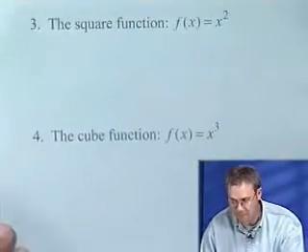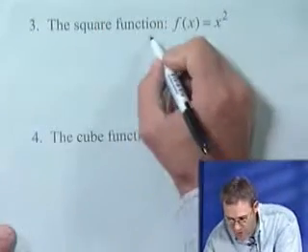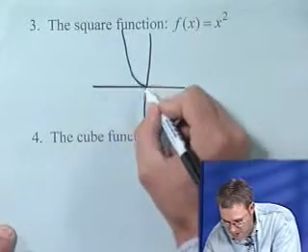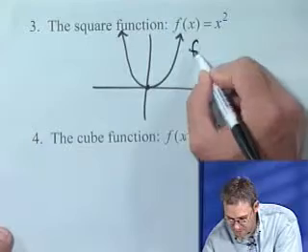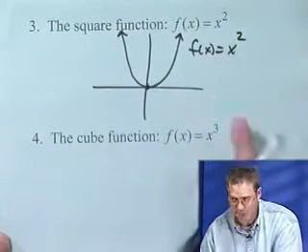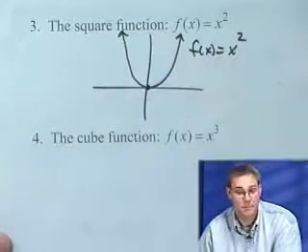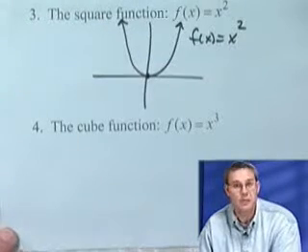All right, a couple more. Let's do the square function. f of x equals x squared. We've done that one before. And that's our nice little parabola with the vertex at the origin. So whenever you see these symbols, f of x equals x squared, you should immediately know how to graph them. The cube function, f of x equals x cubed.